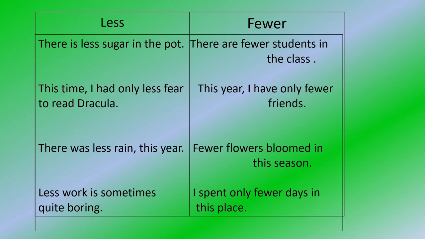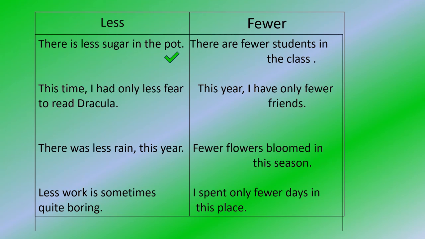Let's have a closer look into the difference between less and fewer. Here are some sentences and we can dissect them in detail. There is less sugar in the pot. The first sentence: there is less sugar in the pot. Here, sugar, the uncountable noun, is introduced with the help of the determiner less.